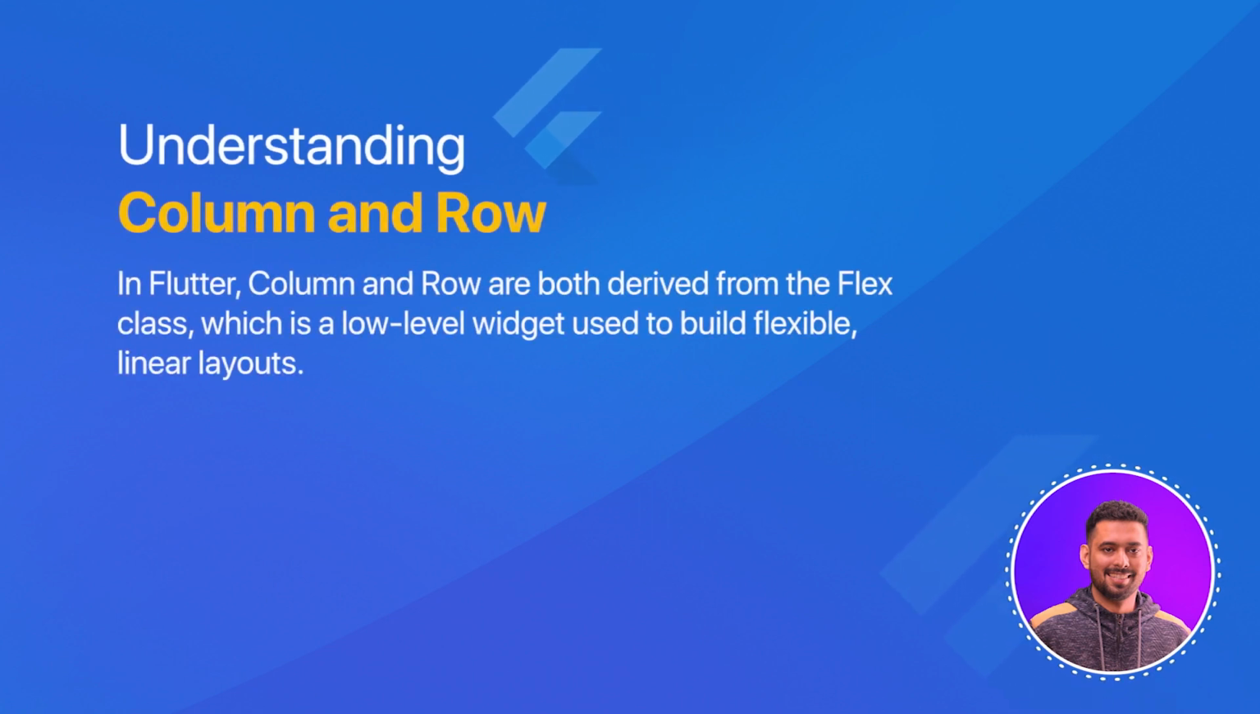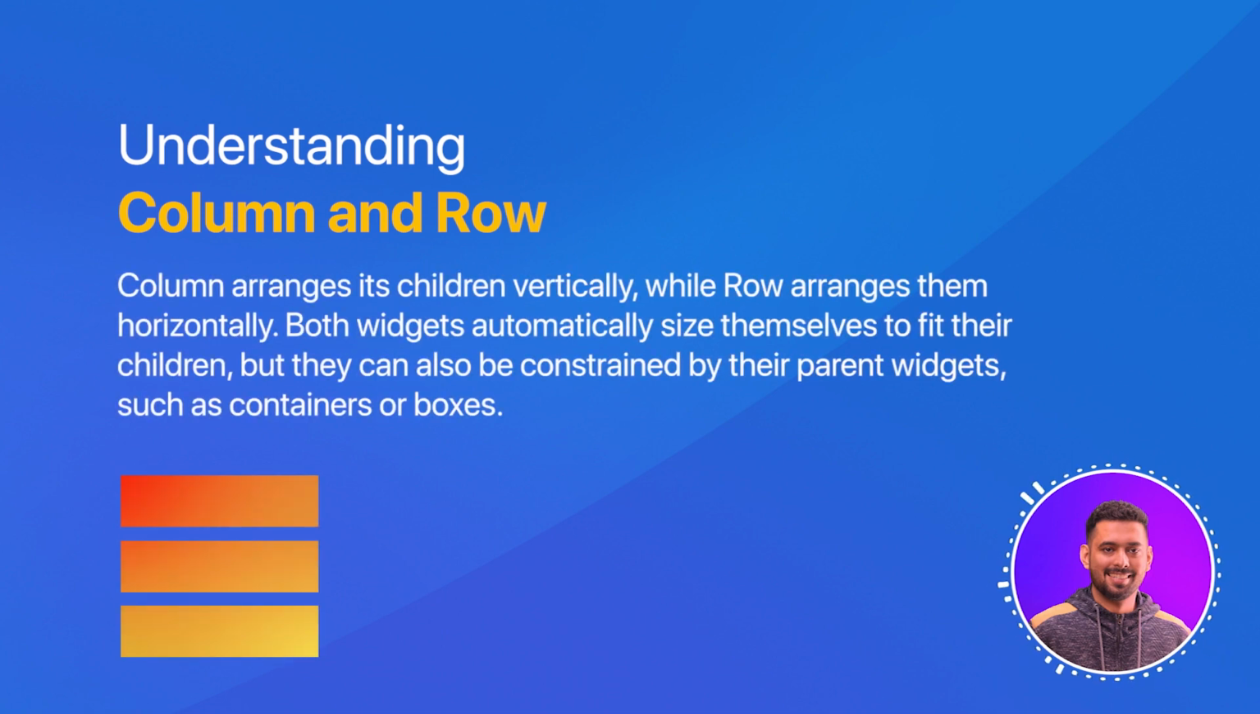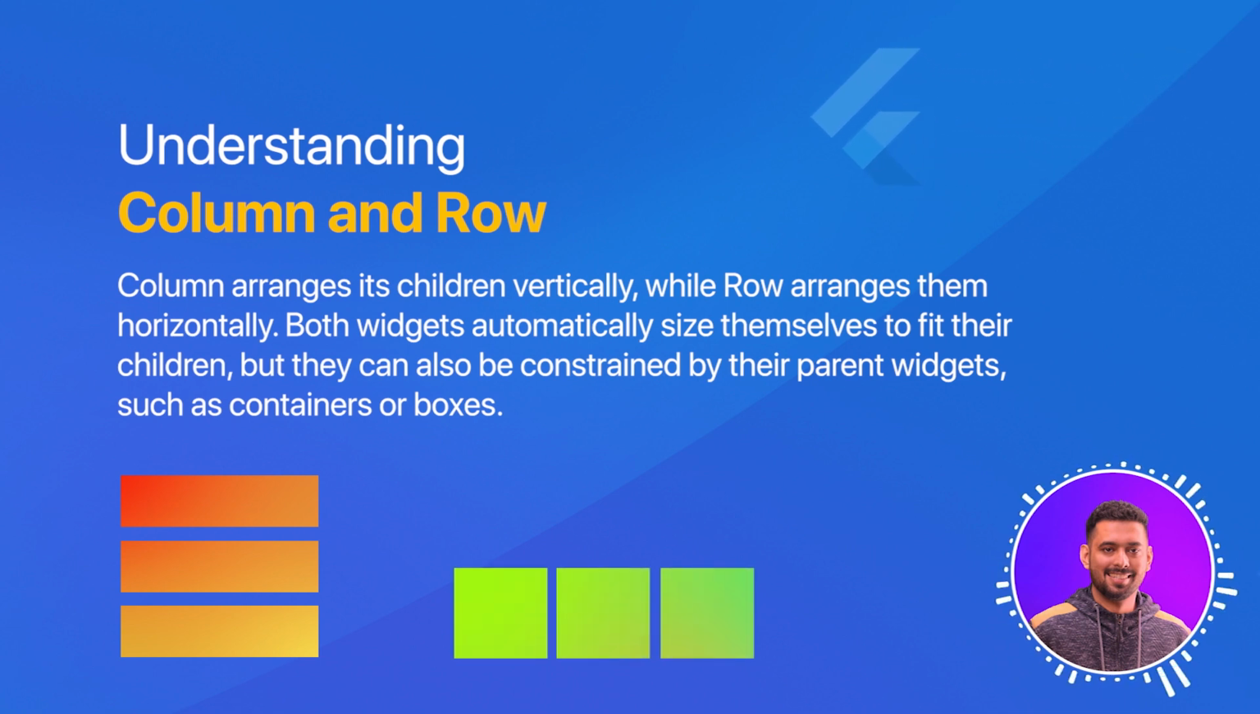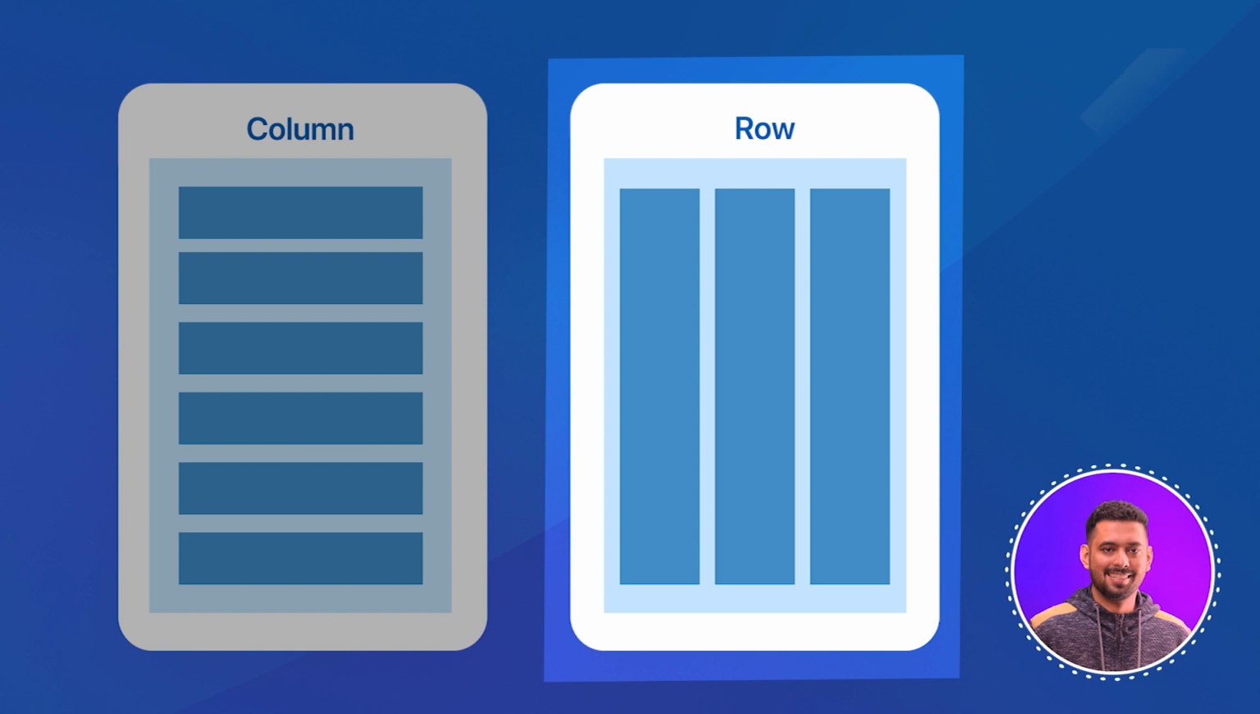In Flutter, column and row are both derived from the Flex class, which is a low-level widget used to build flexible, linear layouts. Column arranges its children vertically while row arranges them horizontally. Both widgets automatically size themselves to fit their children, but they can also be constrained by their parent widgets, such as containers or boxes. Here we can see how column stacks its children vertically and row arranges its children horizontally.